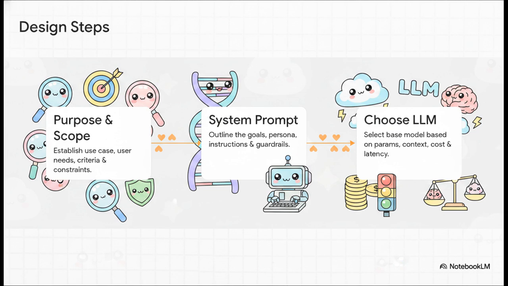Finally, in step 3, you select your foundational large language model, or LLM. Here, you're playing a bit of a balancing game. You're weighing the base model's cost against technical parameters like temperature, which dictates how creative or predictable the AI's responses are, and, of course, its context window.